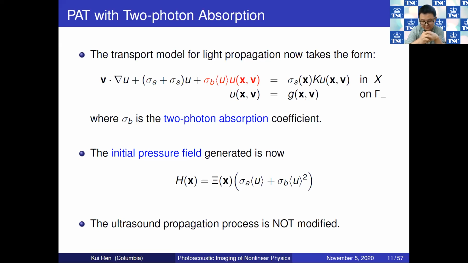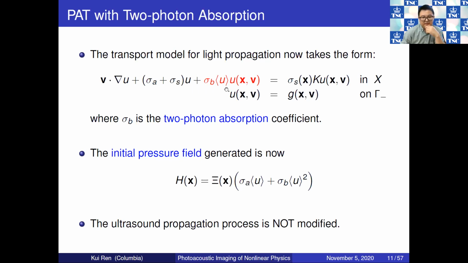So U times U is basically the probability you see two photons that sit in the same location traveling in the same direction essentially, right? But this absorption is independent of direction. So there's a complication here. Instead of being a U squared, you have a U average squared. Again, U average is just the average of U over all directions.